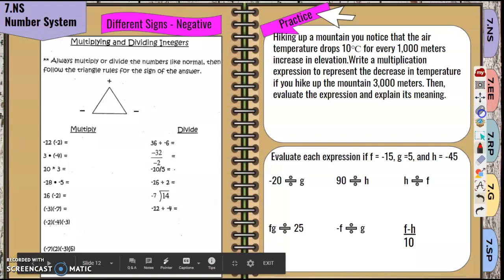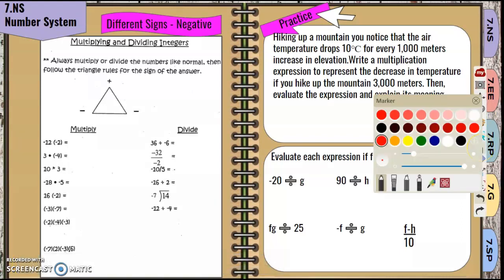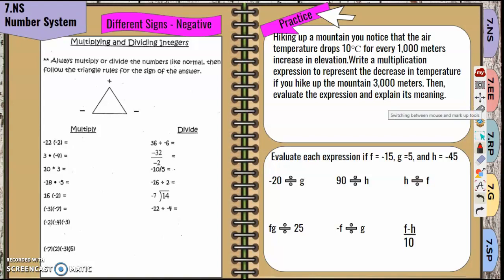All right, so when you're multiplying, we've talked about how to add and subtract negatives. And now we're going to talk about how to multiply and divide integers. So you multiply and divide like normal, and then you look at the triangle to use the triangle rule.